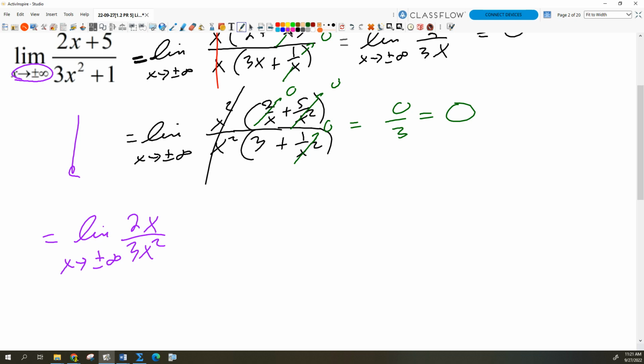I can easily simplify this quotient. This just becomes the limit of, I could cancel an x on the top and bottom, and I get 2 over 3x as x approaches plus or minus infinity, which is obviously 0, right? Because the bottom is exploding and the top is not. Everybody get that? That's the easiest way to do it: you just take the limit of just the terms that are going to infinity the fastest.